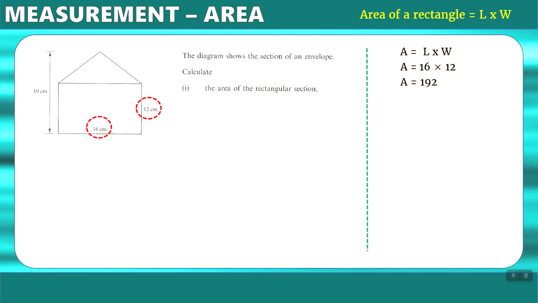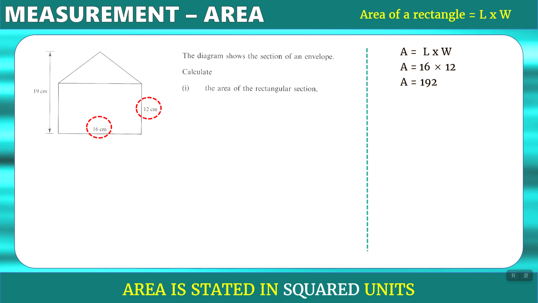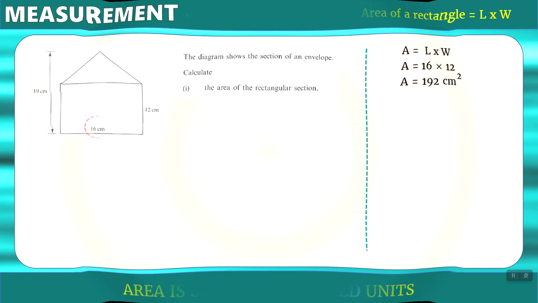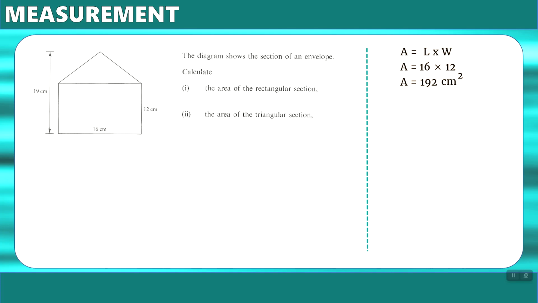But 192 what? We have to put the units down. And we remember area is stated in squared units all the time. And so we write centimeters squared. And so the answer to that question is 192 centimeters squared for the rectangular section. On to part 2, which asks us for the area of the triangular section.